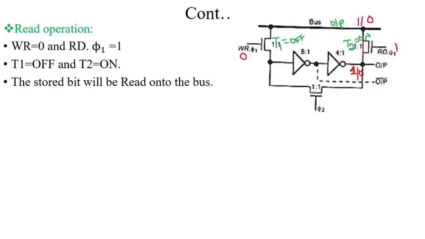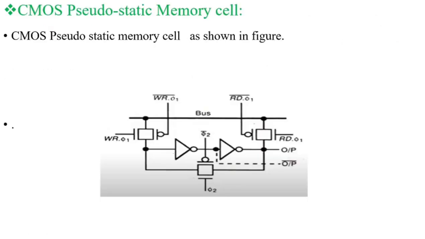For example, if in the earlier stage this memory cell stored the binary information logic 0, then with respect to this T2 transistor, this binary information is available at this data bus. In this way, we are performing the writing and reading operations in the pseudo static random access memory cell. Next, we are discussing the CMOS pseudo static memory cell.